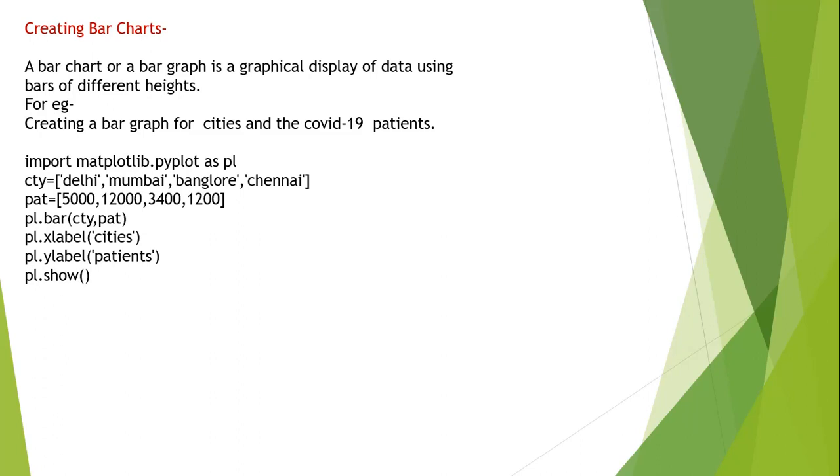So for Delhi it will take 5,000, for Mumbai it will take 12,000, for Bangalore it will take 3,400 and for Chennai it will take 1,200. Okay, and don't be confused with these names CTY and PAT. They can be anything, just for symbolizing. That's why we have used CTY and PAT, so that you can understand it well. There is no hard and fast rule that you have to use CTY and PAT only. It can change according to the programmer's choice. Okay, next is pl.bar cty comma pat.